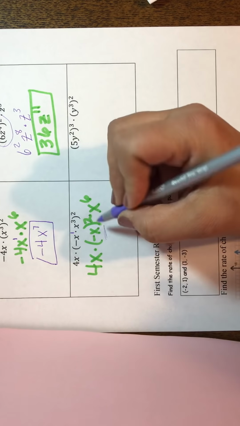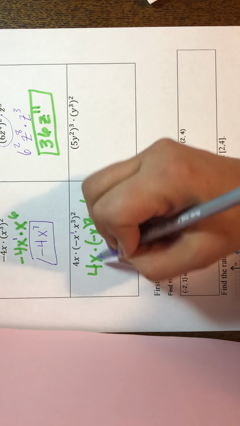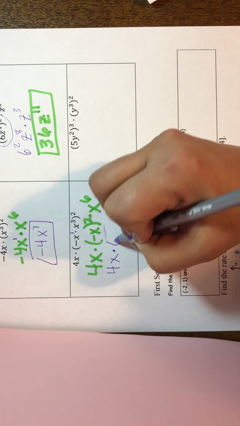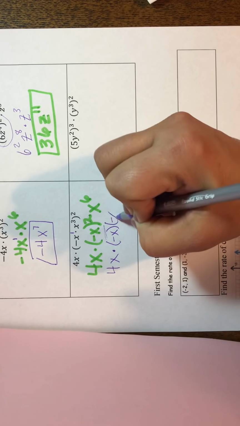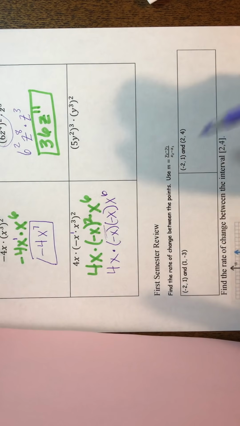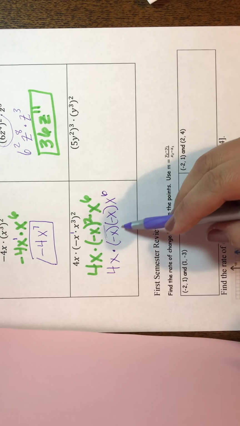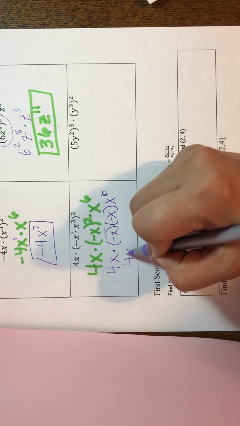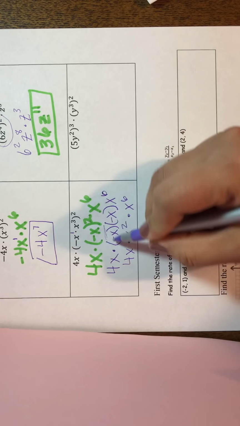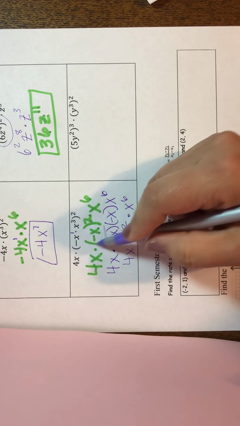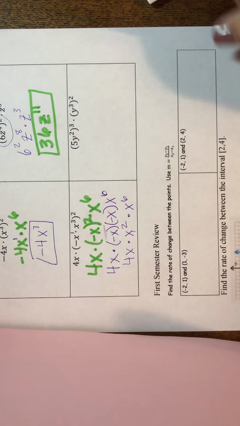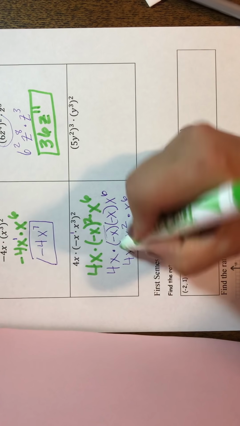Now for this, I am going to expand it so that you guys can see what's going on. 4x times negative x squared means negative x times negative x times x to the 6th. And you know that a negative times a negative is a positive. So 4x times x squared times x to the 6th. If you want to skip this step, you should know that if this is in parentheses and you're squaring it, it's going to become a positive x. And so now we're going to put a little one right here.